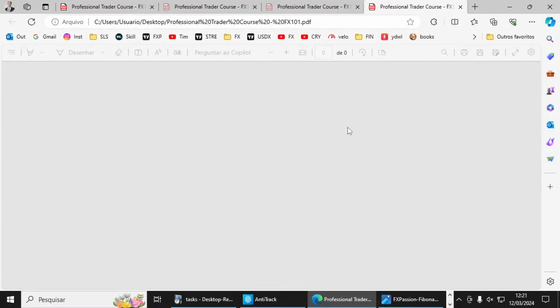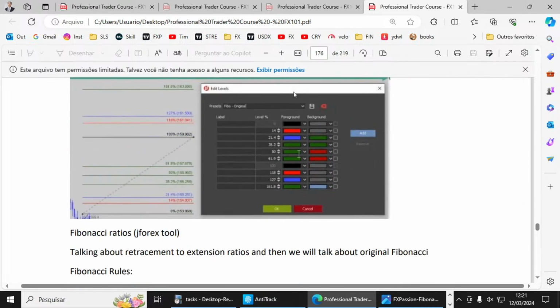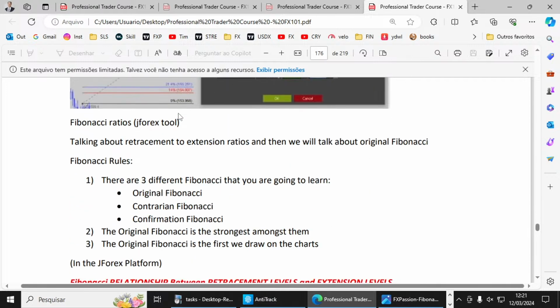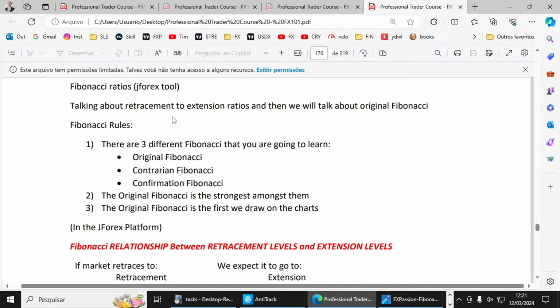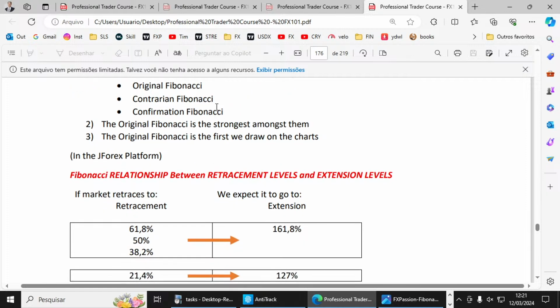From the manual, and today, trading Fibonacci numbers, the original Fibonacci and the ratio. So we checked those numbers already. Alright. Talking about retracement to extension ratios, and then we will talk about original Fibonacci. So Fibonacci rules. There are three different Fibonaccis that you are going to learn, everybody. Number one is the original Fibonacci. Number two is the contrarian Fibonacci. Number three is the confirmation Fibonacci.